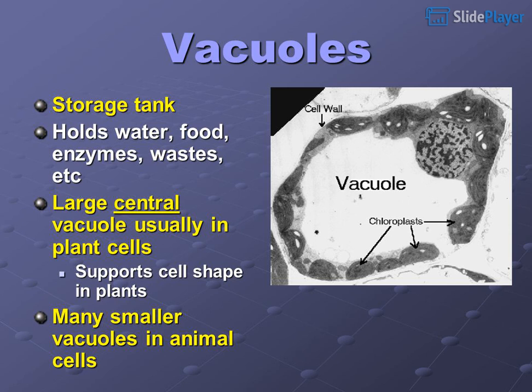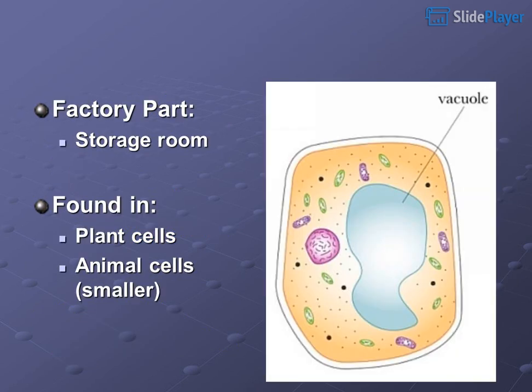The image is 2D, so it must have been taken with a light microscope or TEM. If the cell is very tiny, then a TEM was used. Otherwise, a strong light microscope could have captured this image. Factory part: found in a storage room.